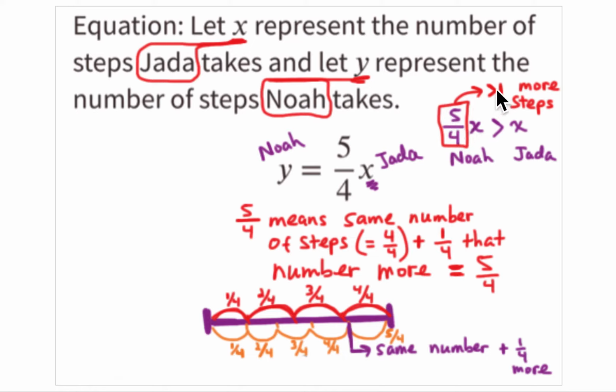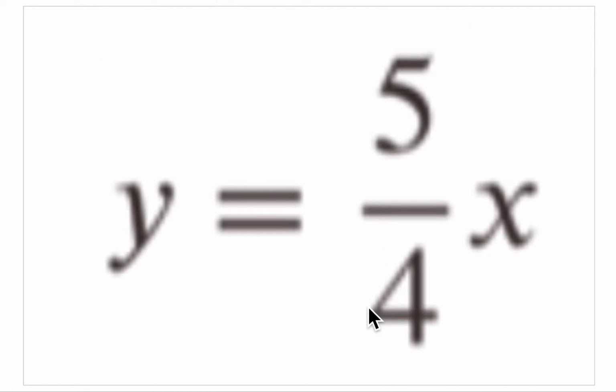So 5/4 is greater than 1. So Noah takes more steps than Jada takes. So 5/4 x is greater than x. It's more steps. This is the same graph I just showed you. 5/4 means the same number of steps, 4/4, plus 1/4 that number more equals 5/4. So the number of steps, once again, that Noah takes is greater than the number of steps that Jada takes. So her number of steps is going to get multiplied by 5/4. Here's that equation. So now you just start to see it.